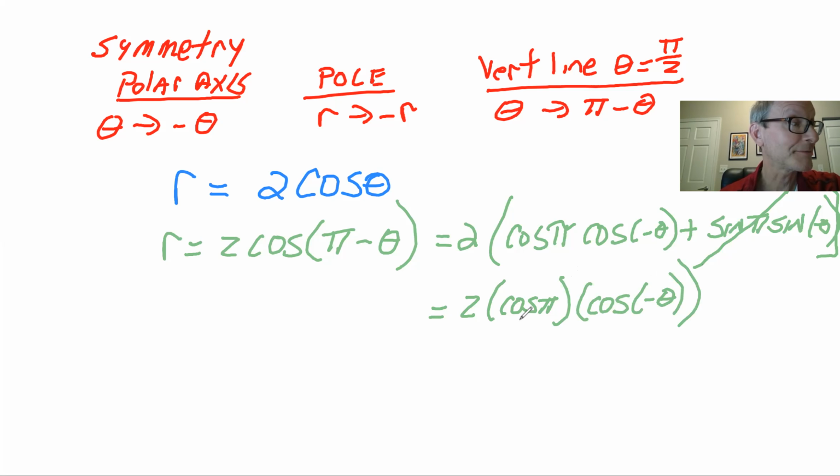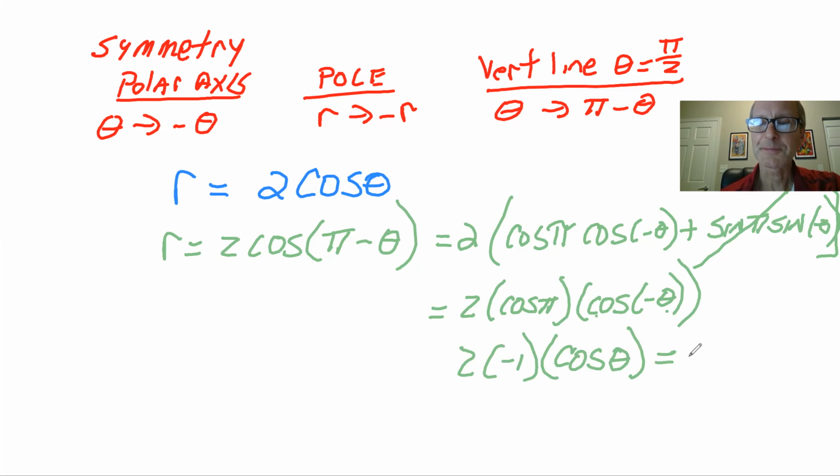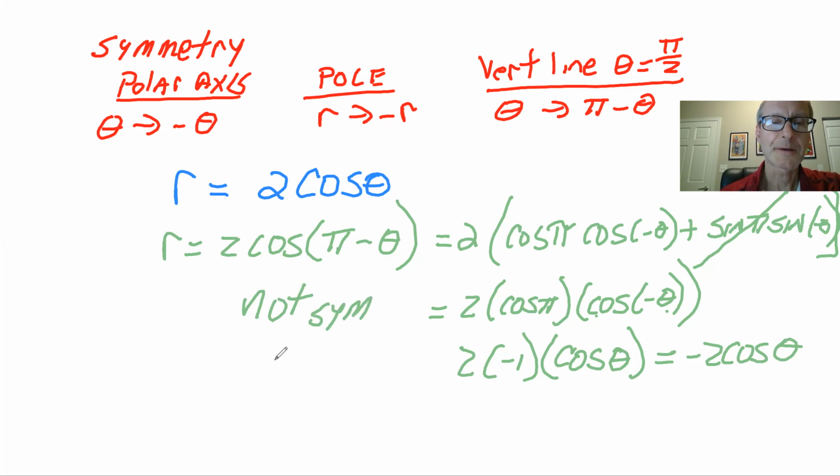Well, what's cosine of pi? Well, cosine of 0 is 1, so cosine of pi is minus 1, all right? And what does cosine of minus theta equal? Well, by the symmetry property, cosine of minus theta ends up being just cosine of theta. So you could see that it's not quite equal, right? They're opposites of one another. So this is not symmetric around theta equals pi over 2.